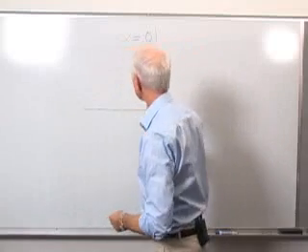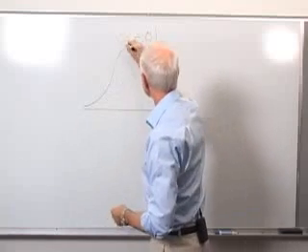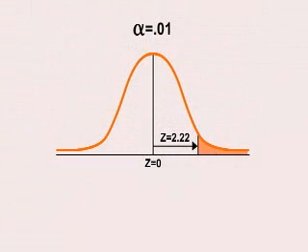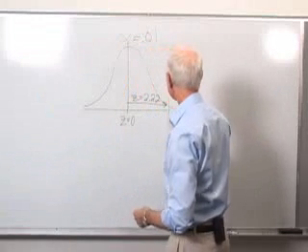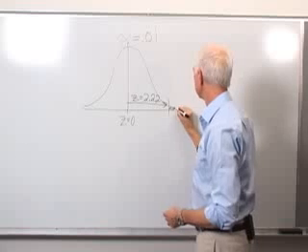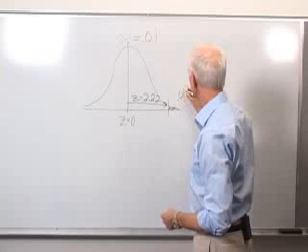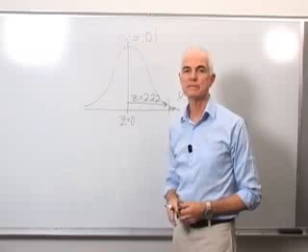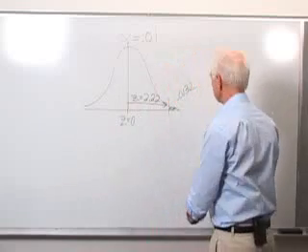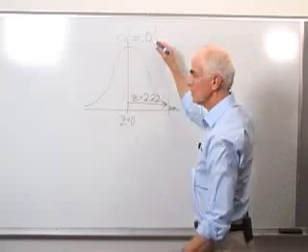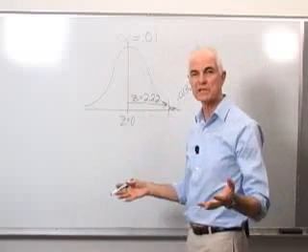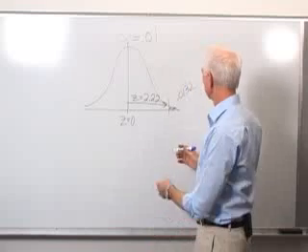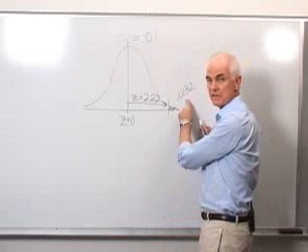Well, let's draw our normal curve again. And we still have an observed z-value of 2.22 with a corresponding p-value of 0.0132. But where is the rejection region based on this value of alpha? Well, since alpha is 0.01, and that determines the rejection region and where the critical value is, we can see that 0.01 is less than our p-value.